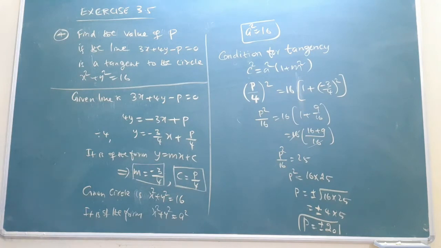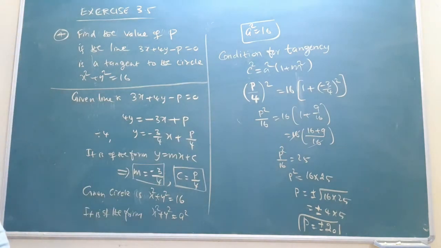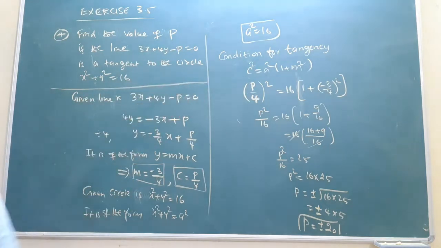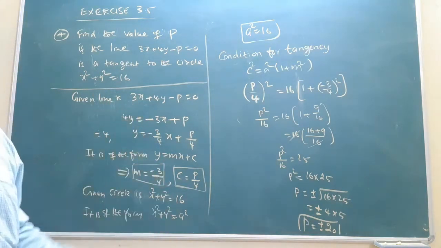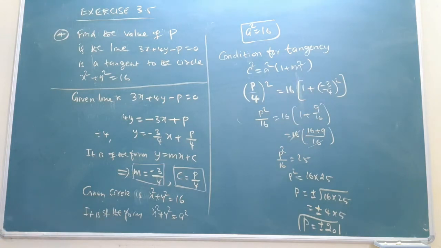Simple concept. Important question. You must know the formula. Write the formula. You have to find the value of m, c, a square, substitute that, you get the answer. That's all. Now all the exercises are also over. In this section we have only 4 problems.